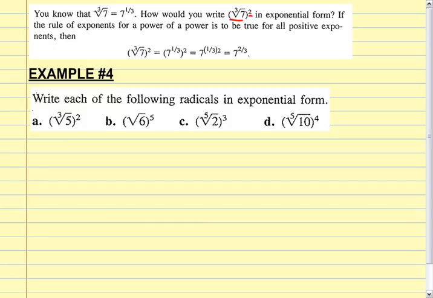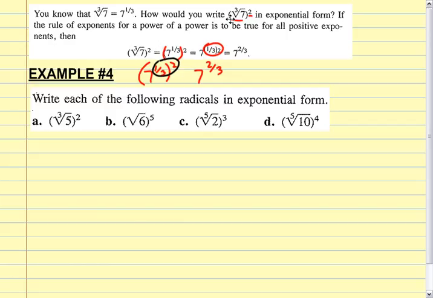Okay. Well, the rule of exponents for a power of a power, that is, exponents that are separated by parentheses, if that rule is to be true for all positive exponents, then we just multiply exponents that are separated by parentheses. So, for instance, this says 7 to the 1/3 squared. That means that we just multiply these two exponents. 2 times 1/3 gives us 7 to the 2/3. That's the way we'd write it.